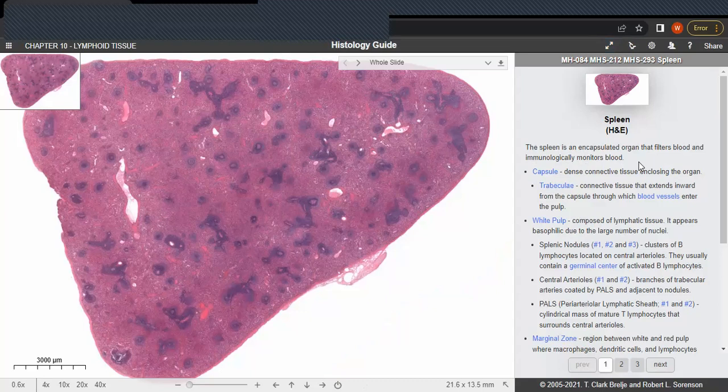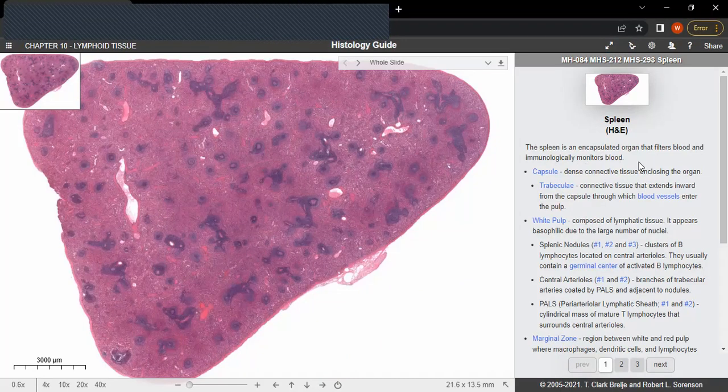Another function is that it is the site of red blood cell production in the fetus, but in postnatal life, it is the graveyard of the red blood cells. So essentially, it produces red blood cells in the fetus, and later, postnatally, it destroys the old ones. It has the stroma and the parenchyma. The stroma consists of the capsule and the trabeculae of the septa. The capsule is dense connective tissue enclosing the organ.